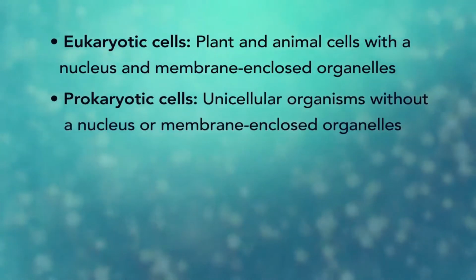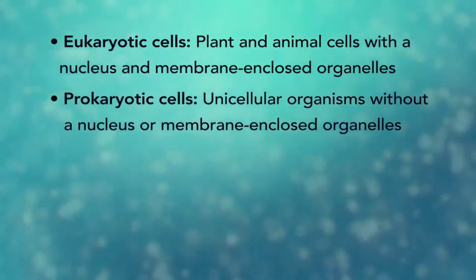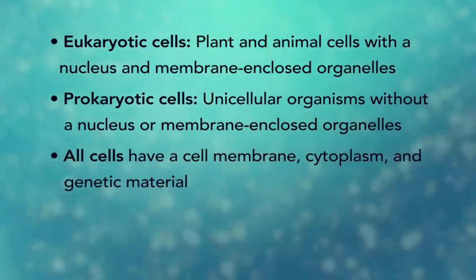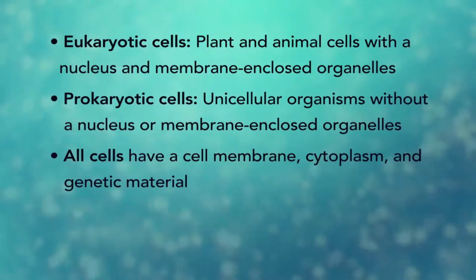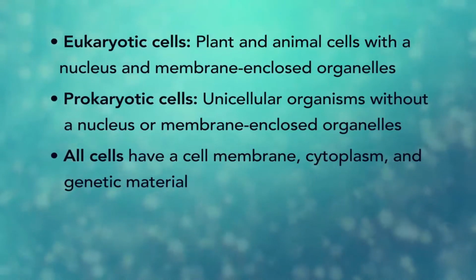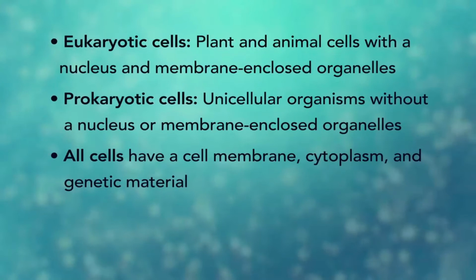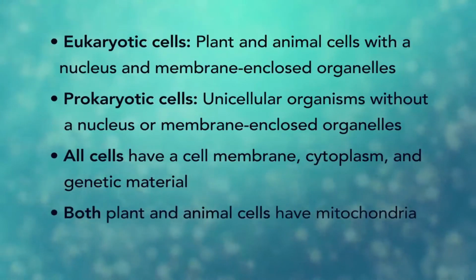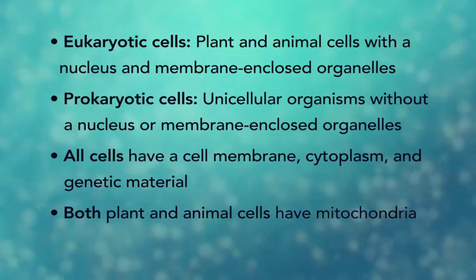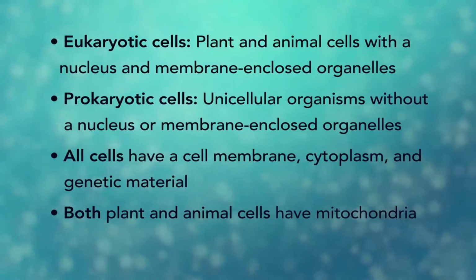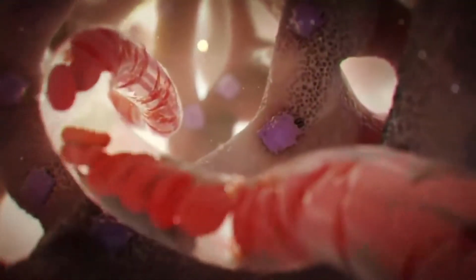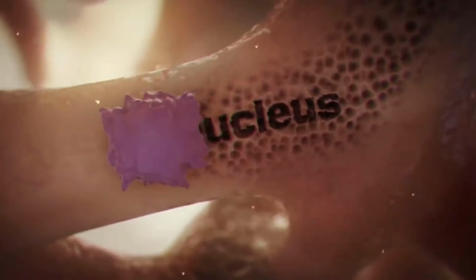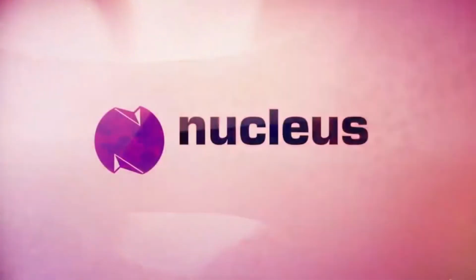While prokaryotic cells are unicellular organisms without these things. All cells have a cell membrane, cytoplasm, and genetic material. And even though only plant cells have chloroplasts, both plant and animal cells have mitochondria.